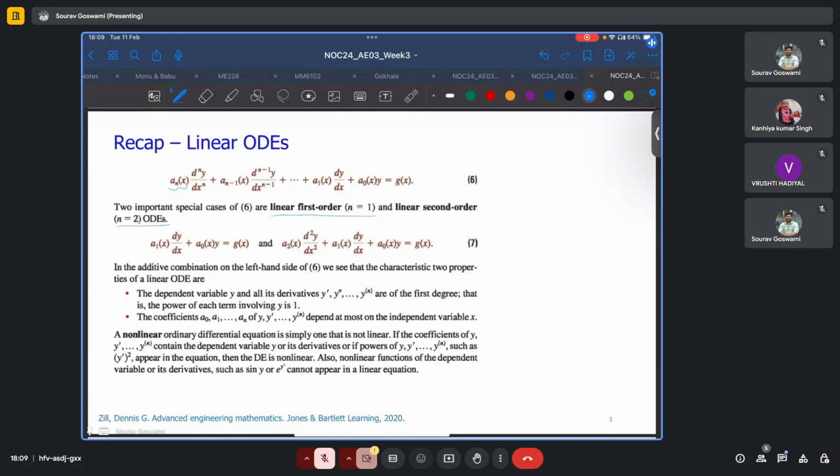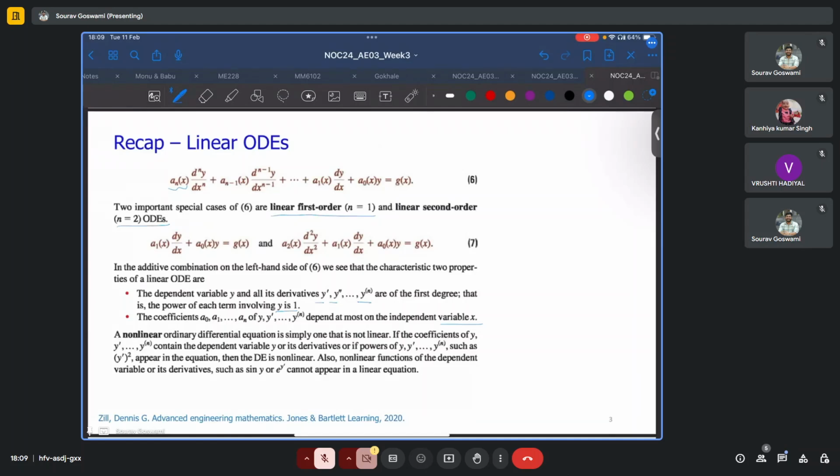Now, a few things to keep note of. The dependent variable y and all its derivatives, such as y prime, y double prime and the nth derivative of y, are of the first degree. That is, the power of each term involving y is 1, and the coefficients a_0, a_1, a_n, which are multiplied to all of these various derivatives, depend at most on the independent variable x or they may be constants, but they will not be functions of y itself. And of course, there is a distinction between the order and the degree of an ordinary differential equation.